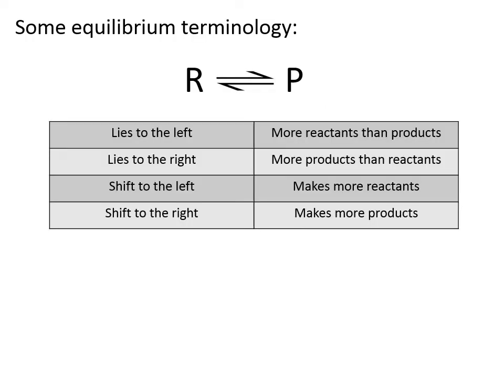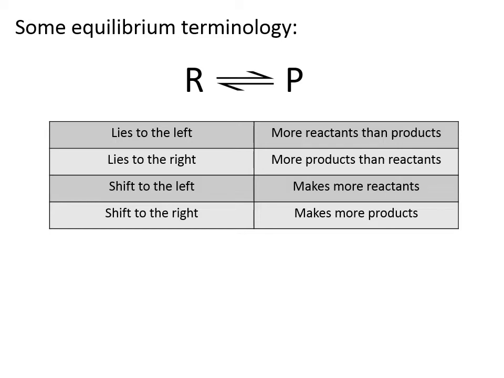So when we're talking about equilibrium and making changes to an equilibrium reaction, we use terminology which is a little different. So we talk about left and right, and when we talk about it lying to the left, that means there are more reactants than products, and if it lies to the right, there are more products than reactants.